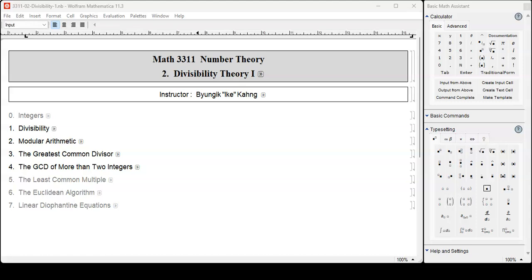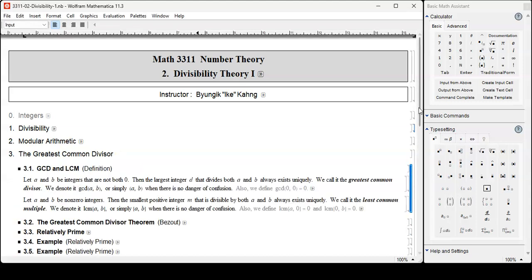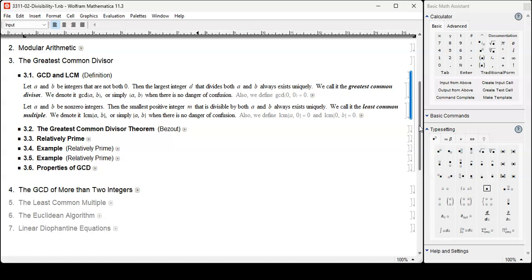Hello students, welcome back. Let us resume our discussion in section 3, the greatest common divisor. Previously, we went through the definitions of the GCD and the LCM, based upon the common idea that we had been going through since elementary school days. We proved both the GCD and LCM exist always and exist uniquely.